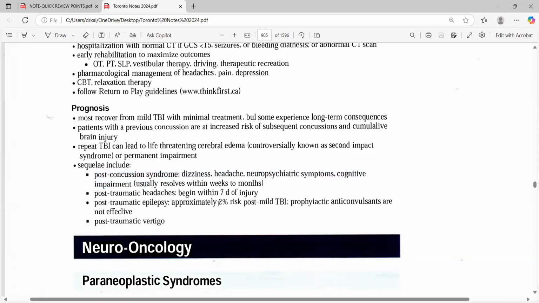Post-traumatic headache can be asked within 7 days. Post-traumatic epilepsy can be asked, and in this one we go for the anticonvulsant, and then post-traumatic vertigo. So the prognosis, you can read this one. Okay.